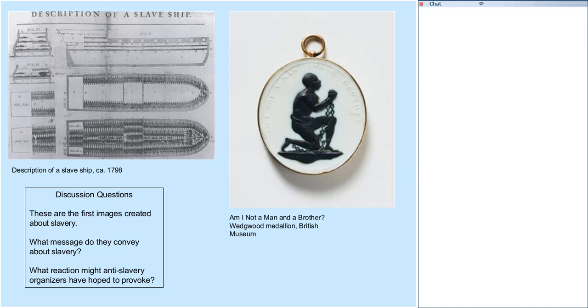It was a group of British men who first started the movement that we now often refer to very generally as abolitionism. They tended to call it at the time anti-slavery. And these are two of the first images created that in any way referenced slavery. Now, slavery, of course, had been going on for centuries at this point, but it took a long time before there was any imagery. So I want you, looking at these two images, to tell me what message you think these images conveyed about slavery.